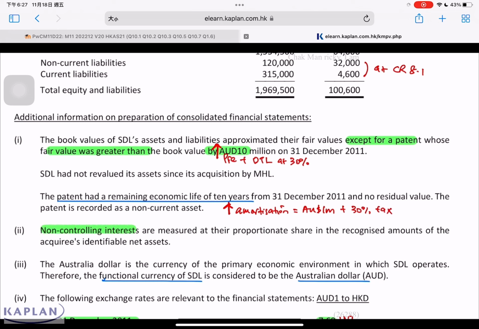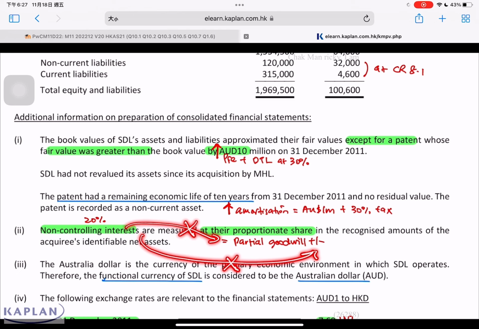NCI is equal to 20%. If the parent owns 80%, NCI will be 20%, measured at proportionate share of the acquired identifiable net assets. If the NCI is measured at proportionate share, the goodwill will be considered a partial goodwill. If it's a partial goodwill, NCI do not share this partial goodwill. Along the way, when there's any adjustment to this goodwill, NCI do not share this adjustment because it's a partial goodwill.